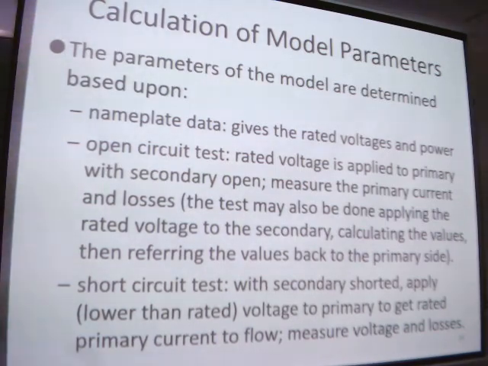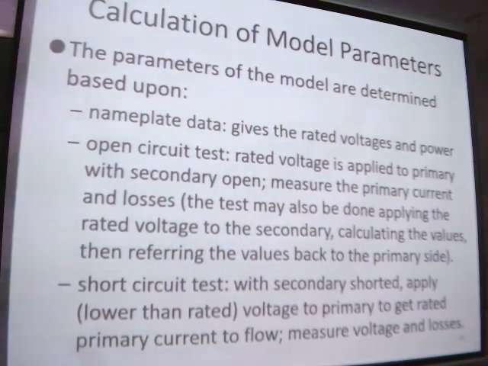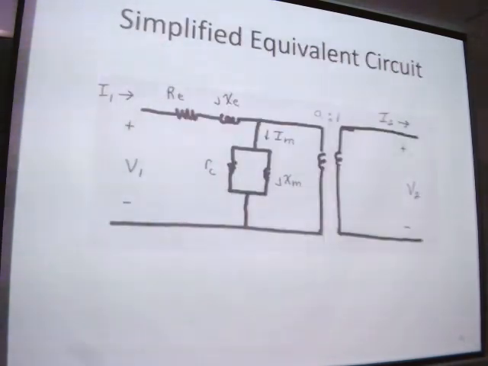Okay? So by doing these two types of tests, we can get the parameters in this equivalent circuit.